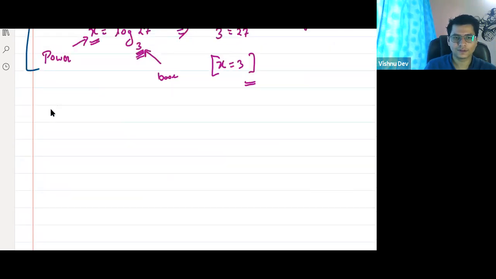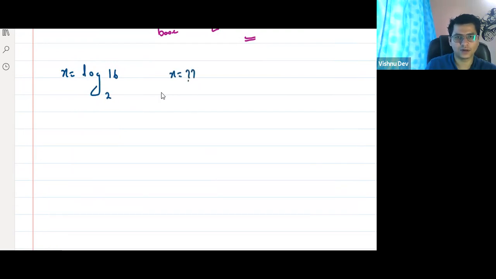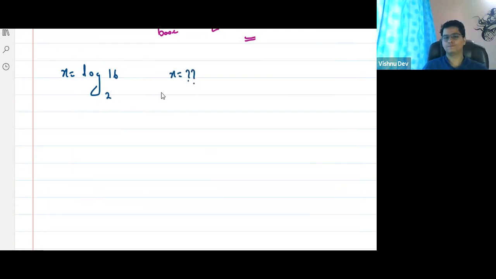So suppose we have a very small basic question, right? x is equal to log 16 base 2. Tell me, what's the value of x? x is equal to what? Everyone, quickly. 2 to the power x equal to 16. The value of x is 2. Message your answer, because everyone has to solve, right? I don't know who is speaking.